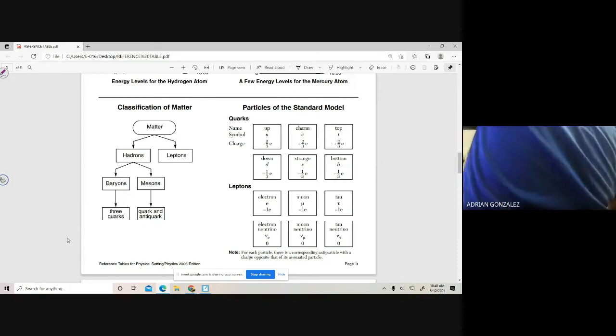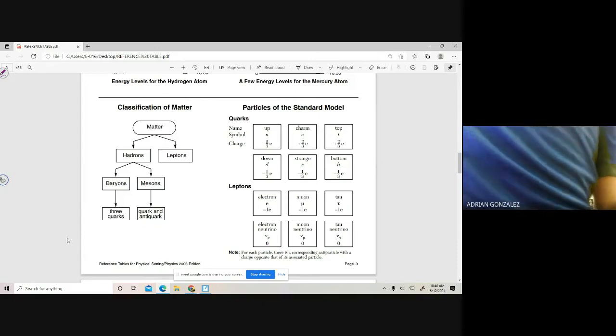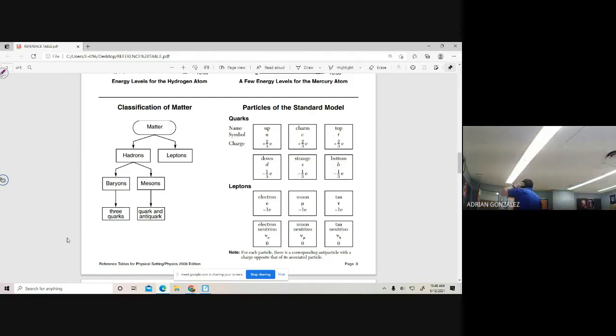We had this group of things called hadrons, which are heavy, and leptons, which are relatively light. Okay? But there was even more than that. Hadrons interact with all four fundamental forces: strong, weak, gravity, and electromagnetic. Leptons, which are much, much lighter, in fact, they are smaller than a proton, only interact with three.